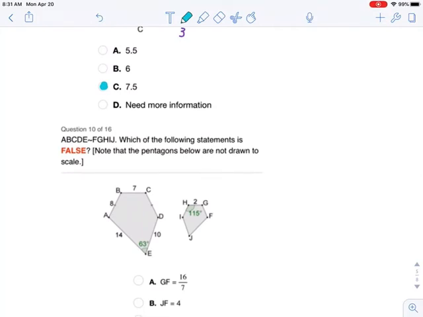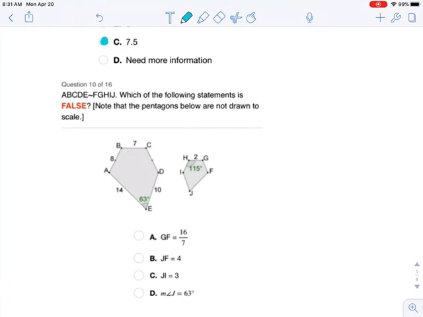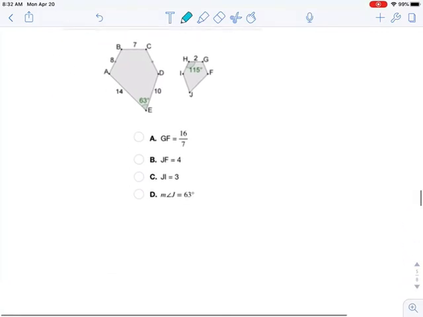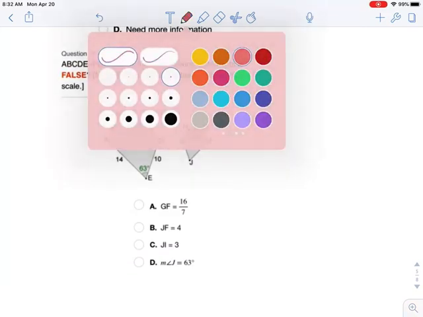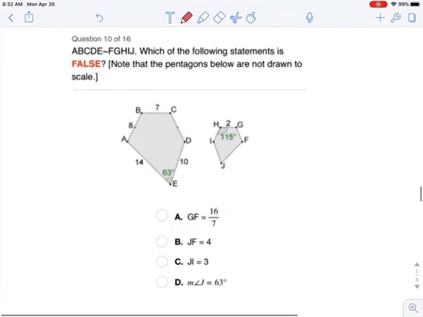Question 10 of 16. ABCD is similar to FGHIJ. Those two polygons are similar. Which of the following statements is false? So we got a lot to go through. Which one of them is false? Well, let's just start knocking out some easy stuff. I feel like angles are always easier. E and J are the last letters. I know E is 63, so J also must be 63 degrees. So D is actually true.